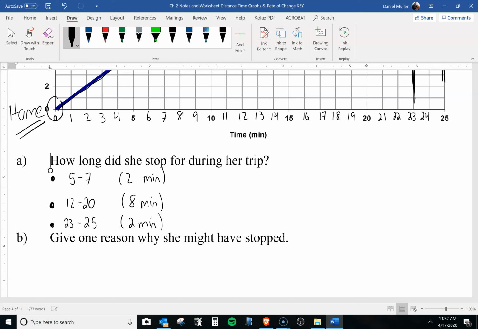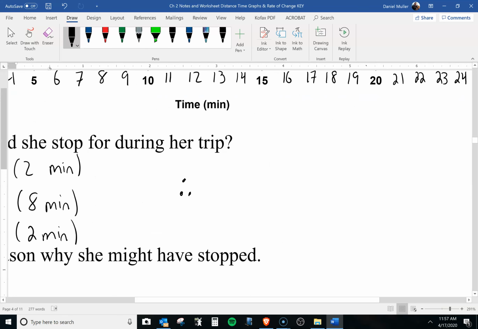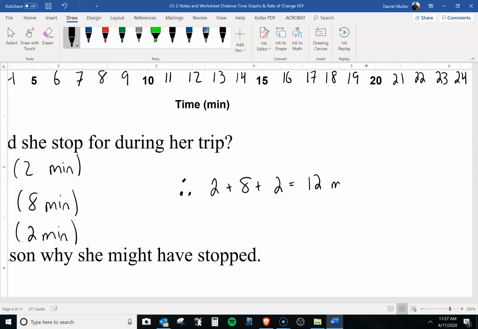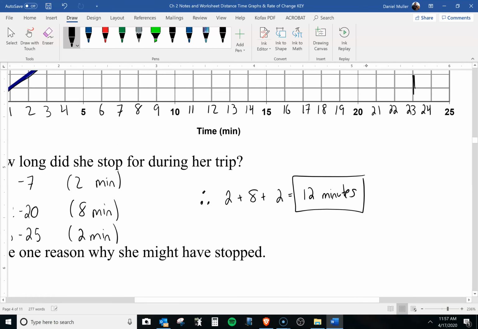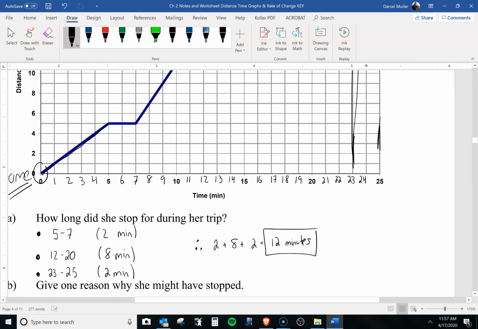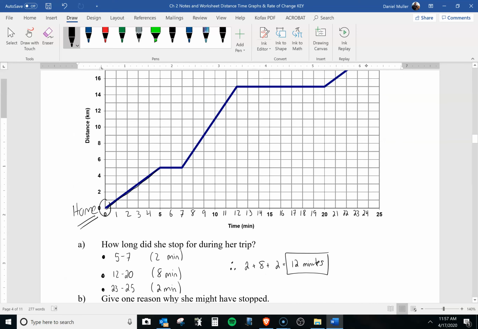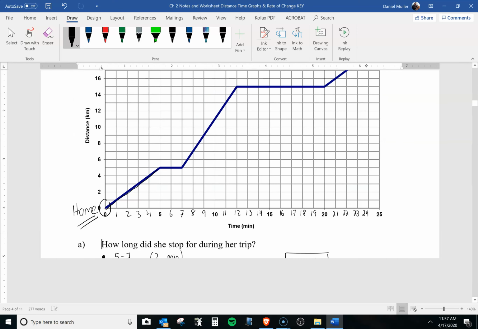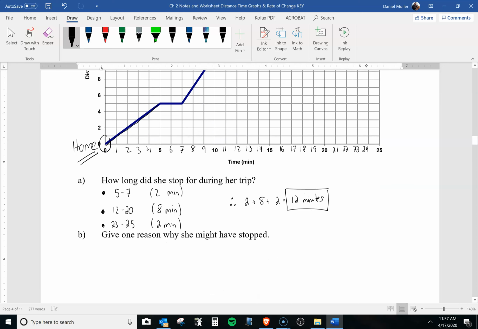So how much did we stop in total? 2 plus 8 plus 2. So therefore, 2 plus 8 plus 2 equals 12 minutes, which actually seems a little bit absurd to think that this is a 25-minute trip and 12 minutes of it is spent stopping. So that's almost half the time, right?